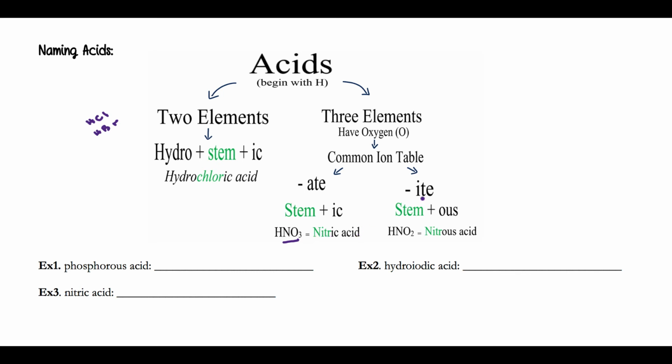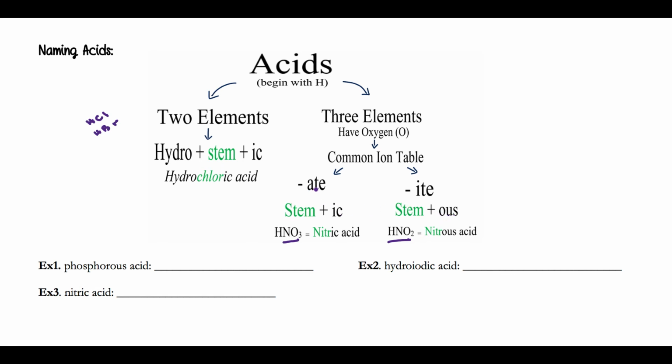If instead the ending for that polyatomic ion is ite, like nitrite here, then what you're going to do is add an ous ending. So instead of nitric acid, it would become nitrous acid. Right? So this really highlights the importance of knowing your polyatomic ions. Do keep in mind, we only use hydro when we have two elements. If we've got the three elements together because we have a polyatomic ion, then you're going to have just the stem and ic or the stem and ous.